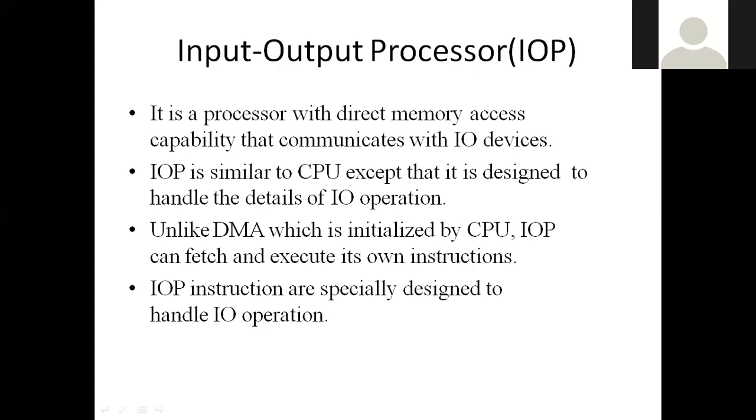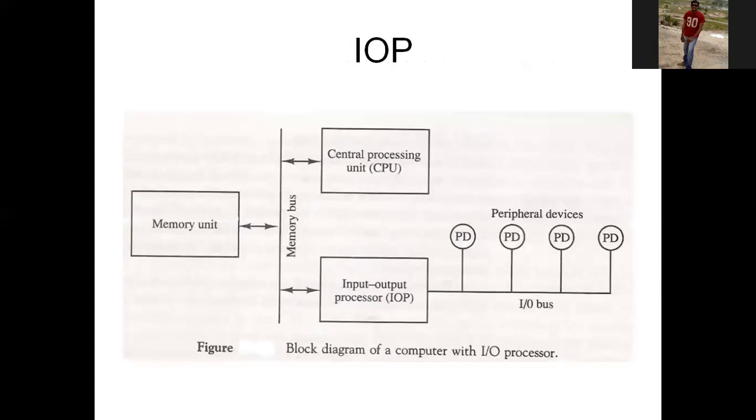So this system typically has the units memory unit, central processing unit, and IO input output processor. And here PD we call peripheral devices. Different devices will be attached to the input output processor, either a keyboard, magnetic tape, magnetic disk, or a mouse, or any device. Are you able to see the block diagram? Yes, sir.